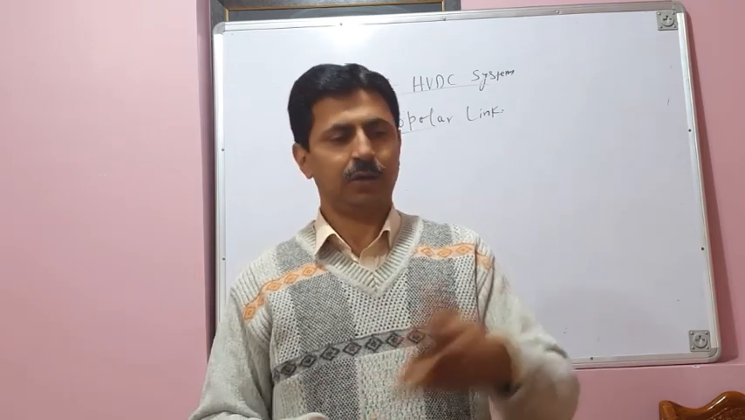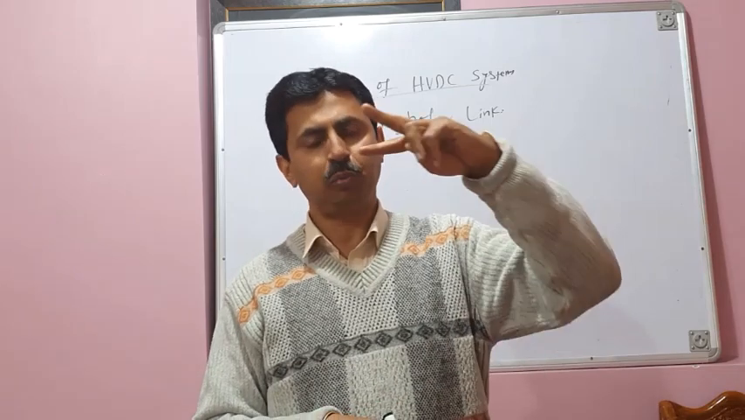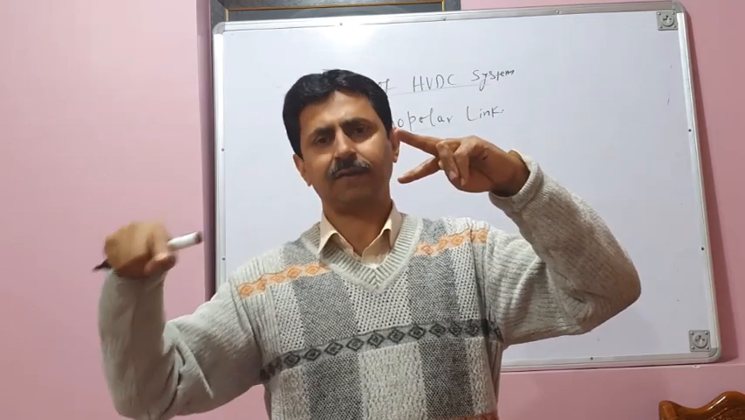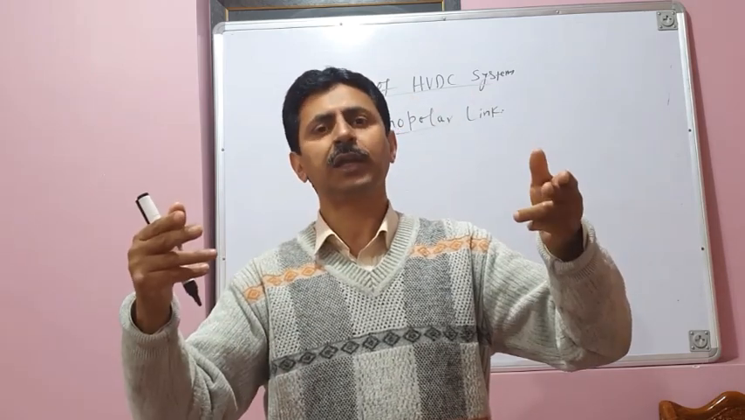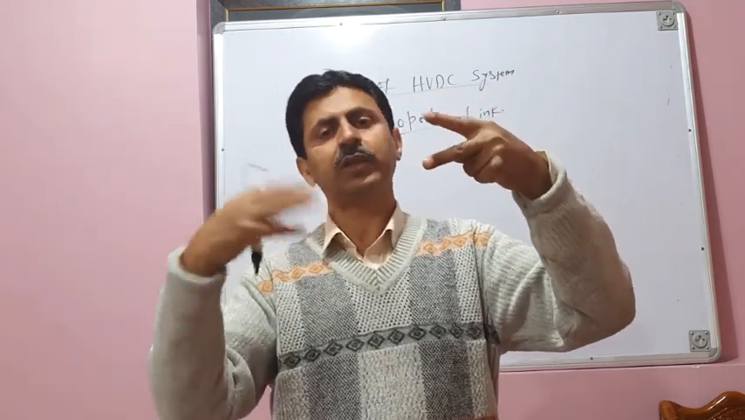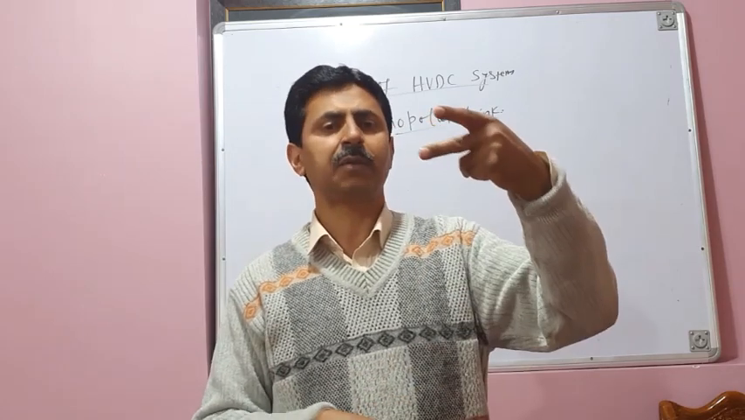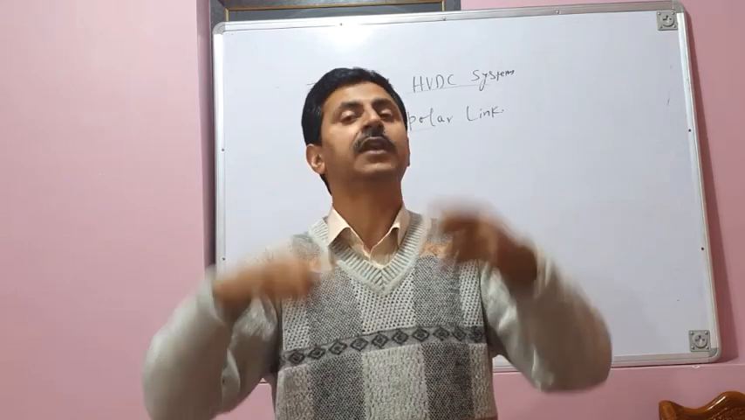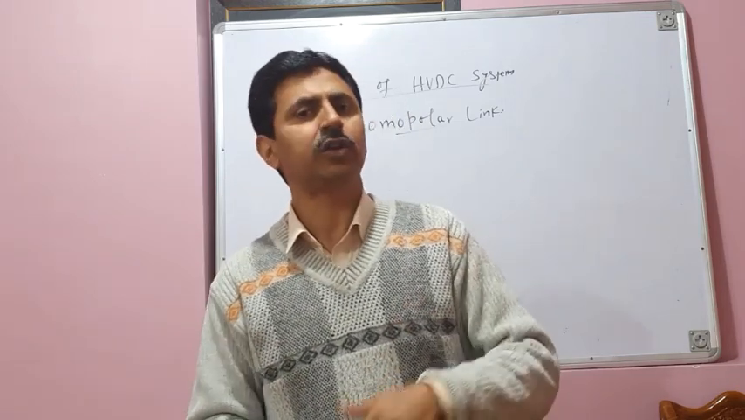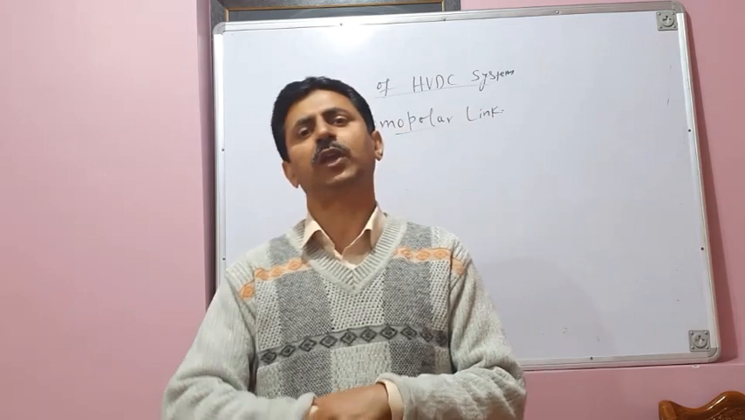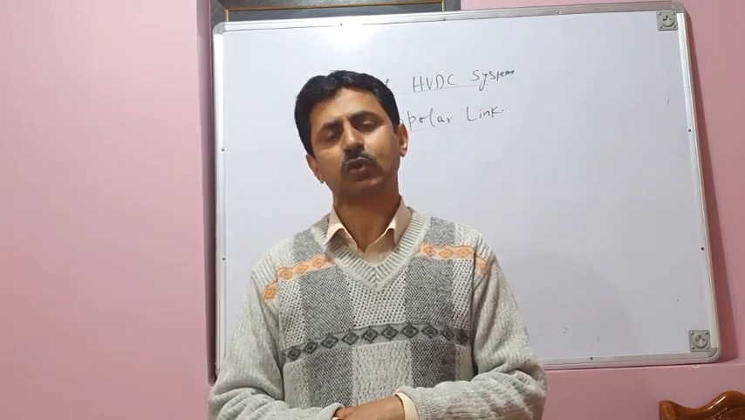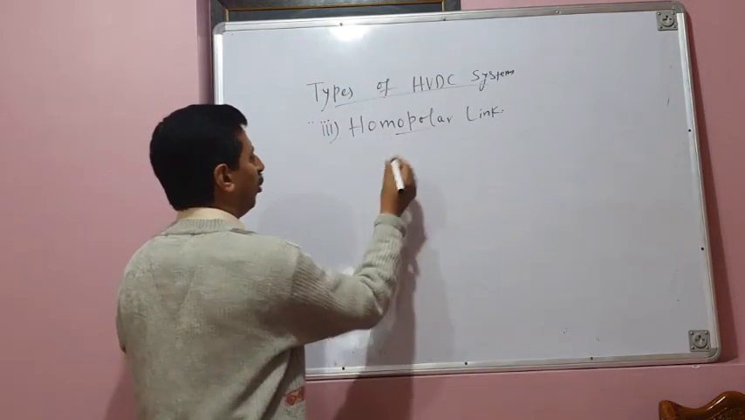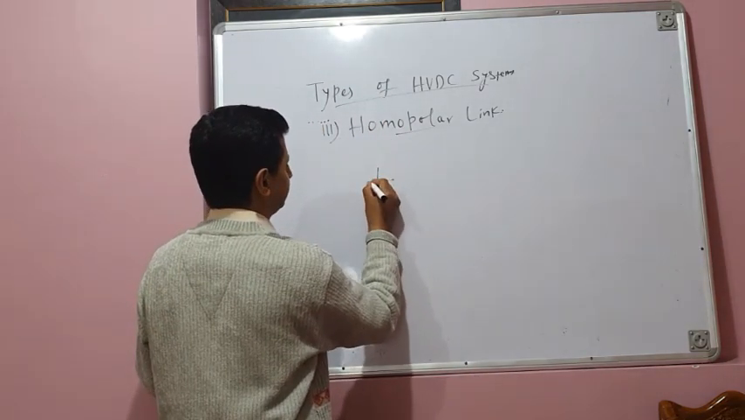You have seen in bipolar link, there are two poles. They are having opposite polarity. One is having positive polarity, another is having negative polarity. But in homopolar link, if there are two poles or more than two poles, they will have same polarity. Generally both are negative. I already told you why negative polarity, because negative polarity of poles results in reduced corona and reduced radio interference. So schematically, a homopolar link looks like this.